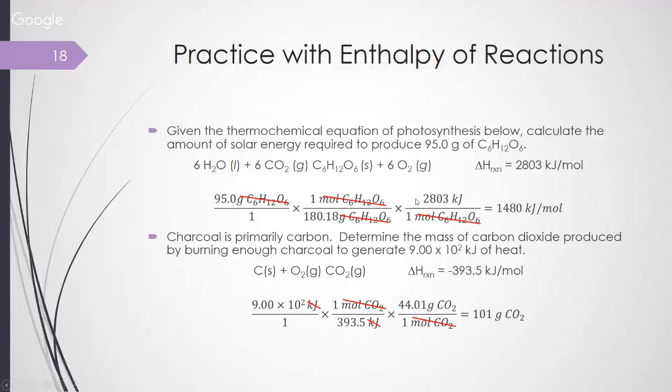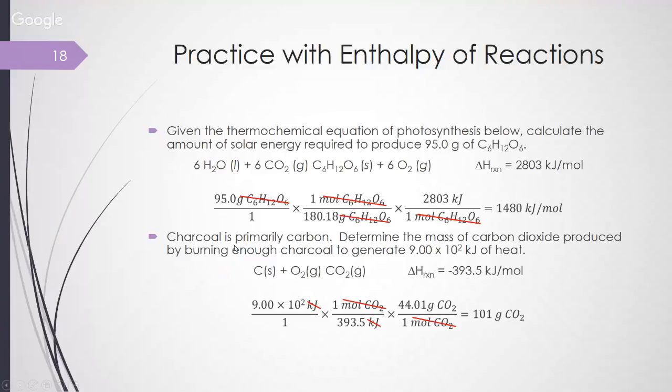Multiplying everything together on the top, dividing by everything multiplied together on the bottom tells me that I am only needing 1,480 kilojoules. Notice I have less than 1 mole of energy associated with this because I have less than 1 mole of my molar mass associated with this, right? This is almost half of the molar mass, so I end up with about half of the energy that I would need.